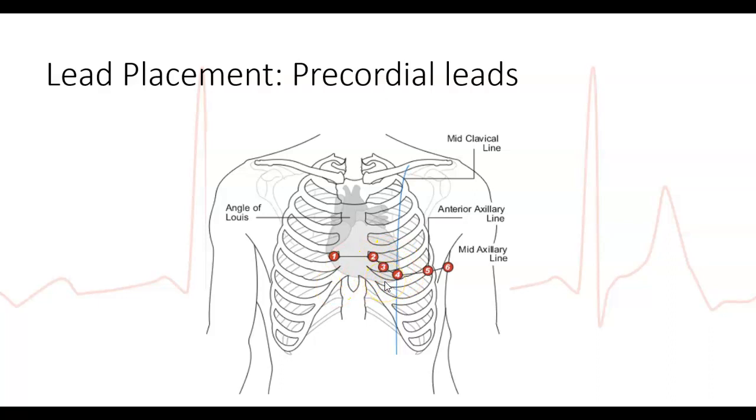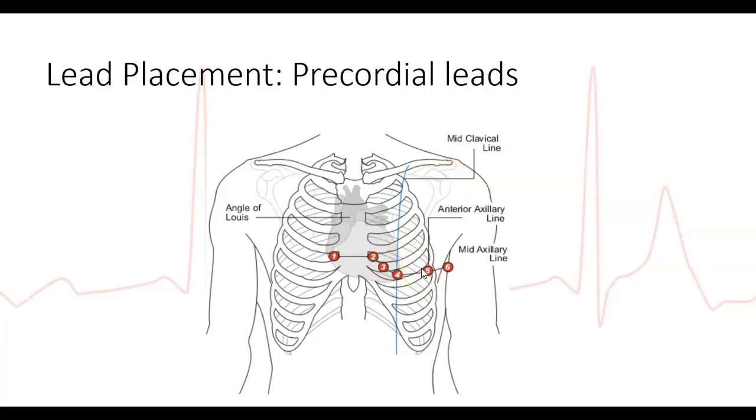So when you are eventually placing these on individuals, 1 is in the 4th intercostal space here, and 2 is in that 4th intercostal space, and 4 is in that midclavicular line in that 5th intercostal space, and then you would just put lead 3 right in between 2 and 4.